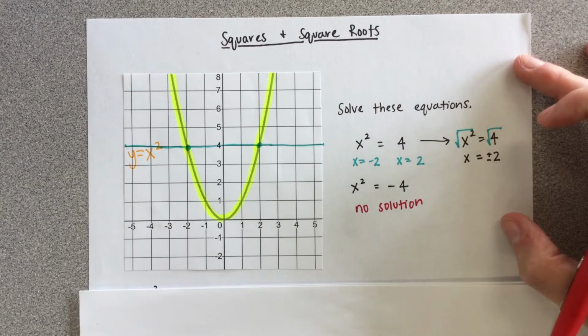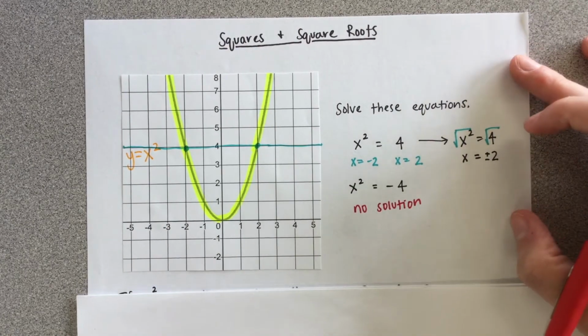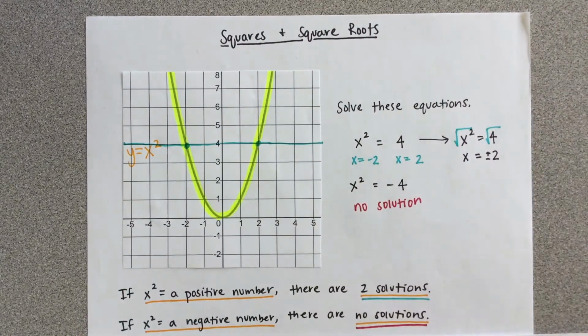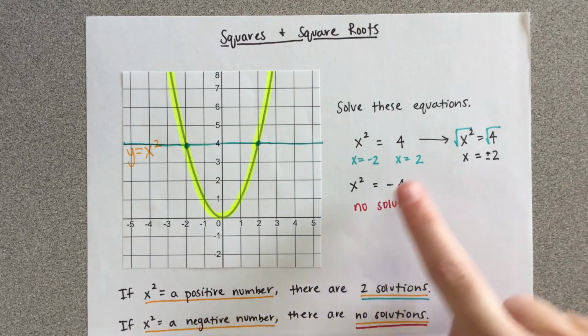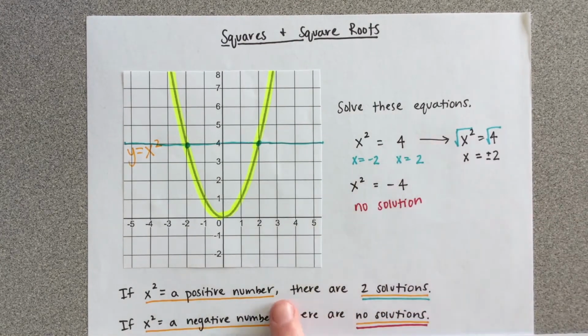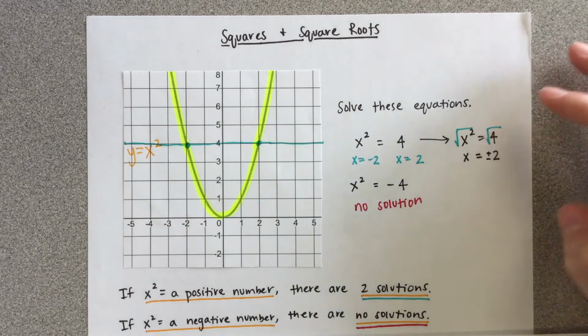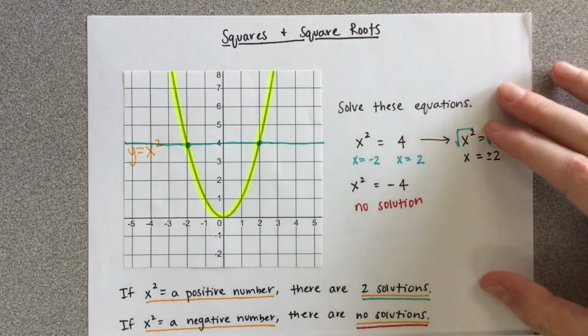So in summary, for an x squared equation, if x squared is equal to a positive number, any positive number, such as 4, there are two solutions to that equation. If x squared is equal to a negative number, then there are no solutions to that equation. So then let's look next at the square root function.